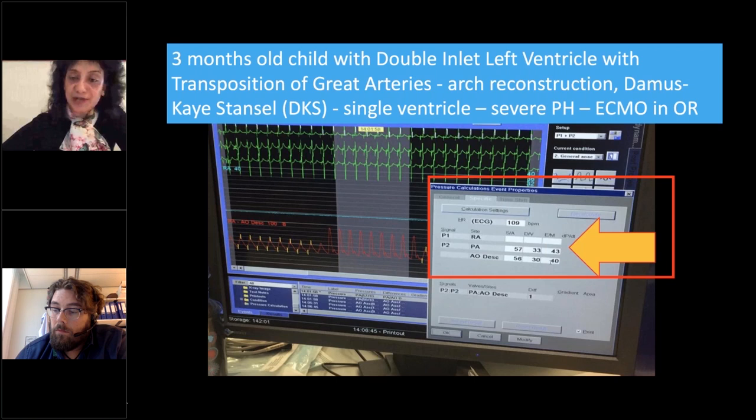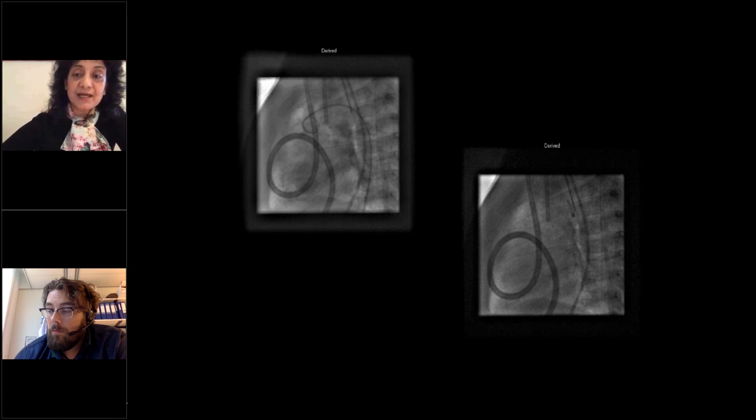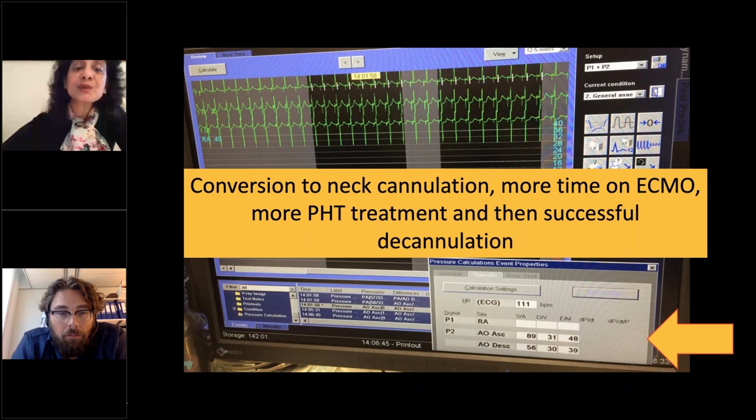They also looked at the arch, and fortunately, there were no abnormalities identified there structurally. However, when they did the pullback arch gradient, they found that there was a pullback gradient from the ascending to the descending aorta. And this was a significant gradient. And this was most likely related to the aortic cannula.